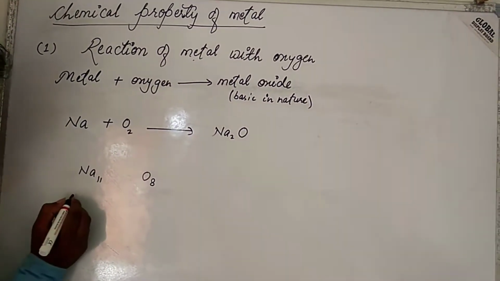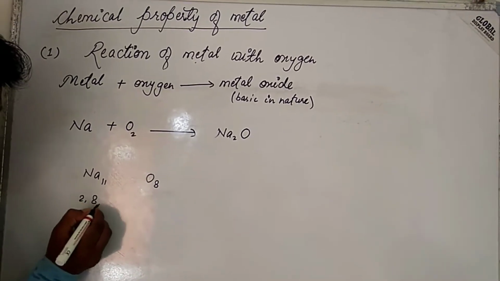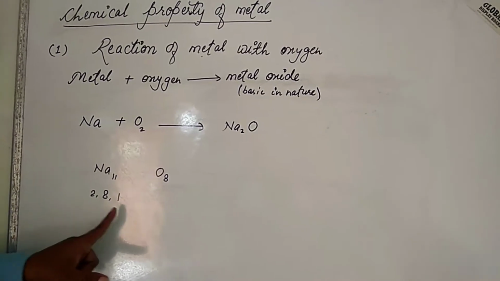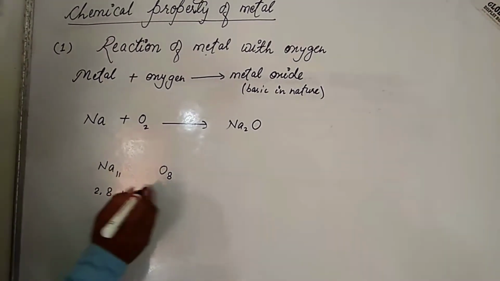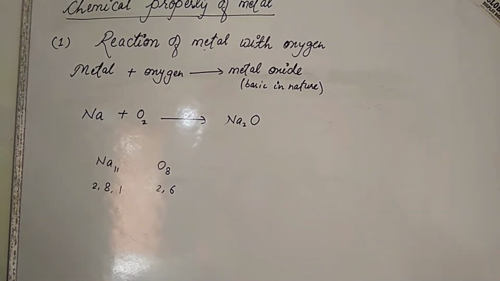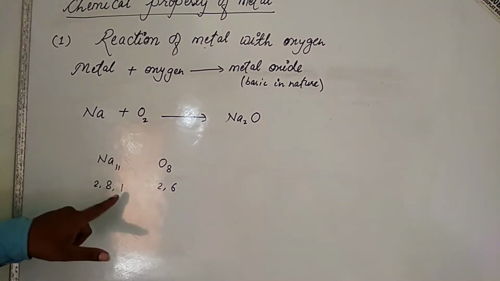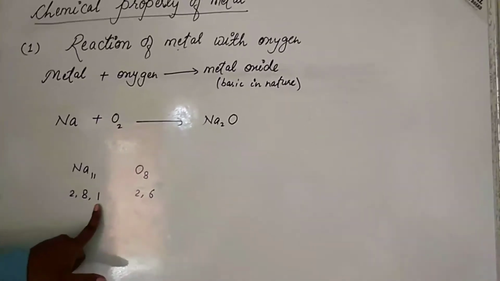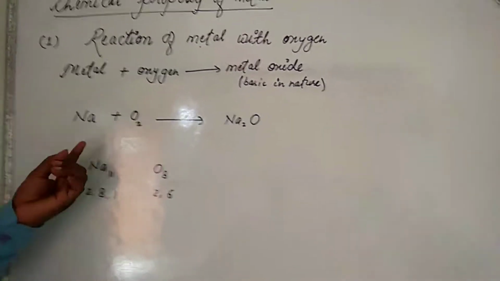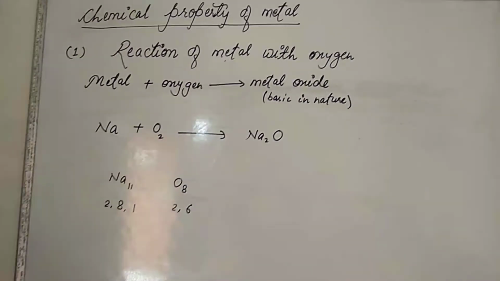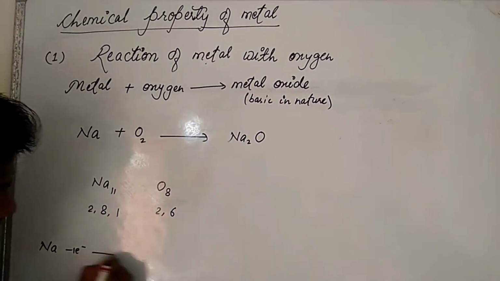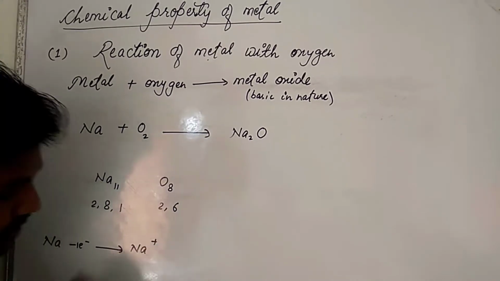Now write their electronic configuration by the Bohr-Bury scheme. Separate their electrons by Bohr-Bury, children: 2, 8, 1 and 2, 6. Now sodium tries to attain stability by losing one electron, because when sodium loses one electron, the outermost shell of sodium is completely filled. So this sodium loses one electron and forms Na+.